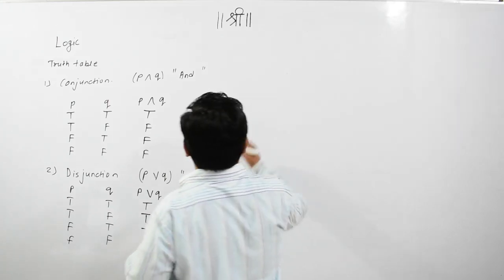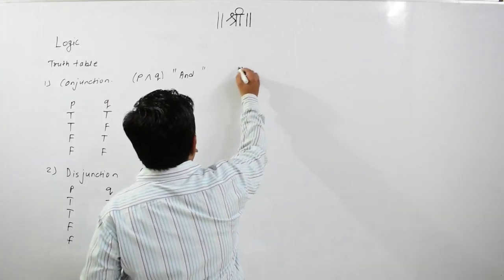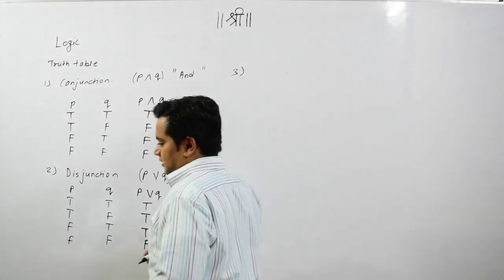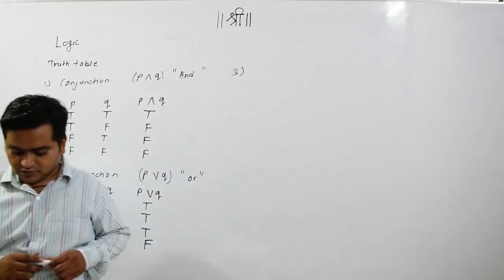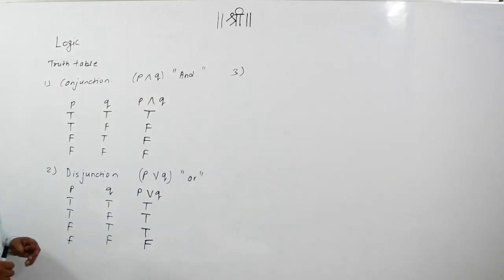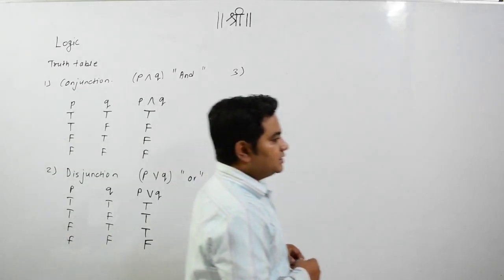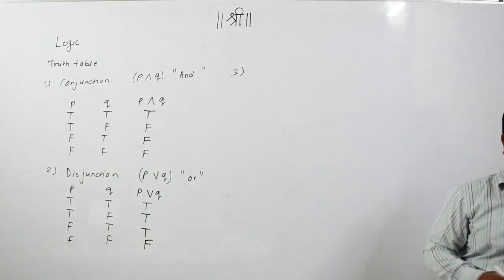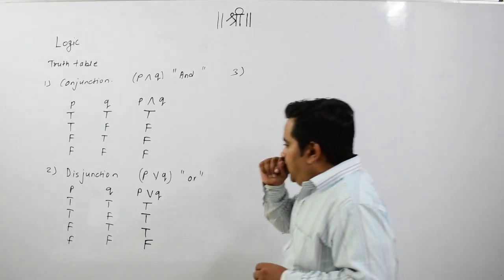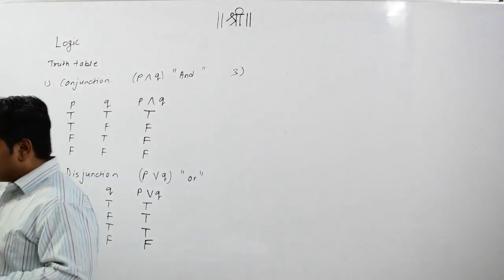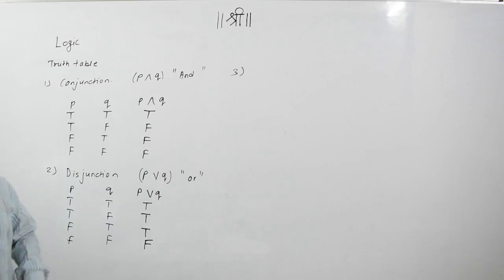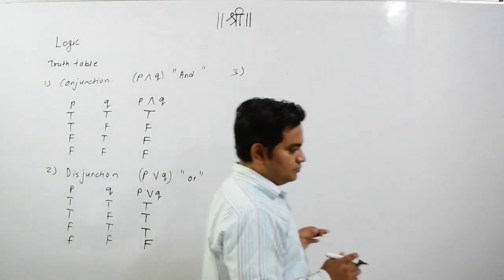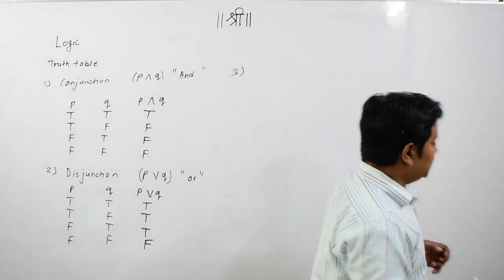Now the next step is the third one. What is that third one? Not conjunction, sorry, conditional. What does conditional represent? It's again a very interesting pattern. Conditional is a dependency, as I said earlier. Dependency simply indicates that P is depending on Q, or Q is depending on P.